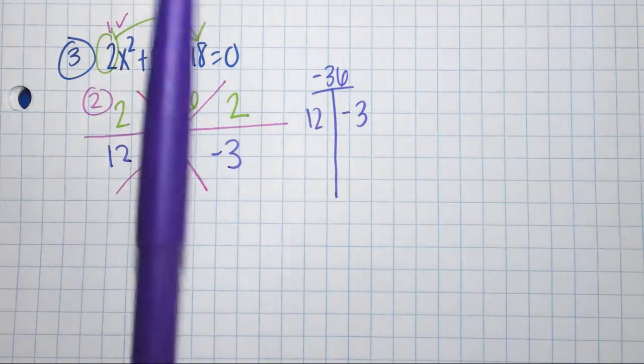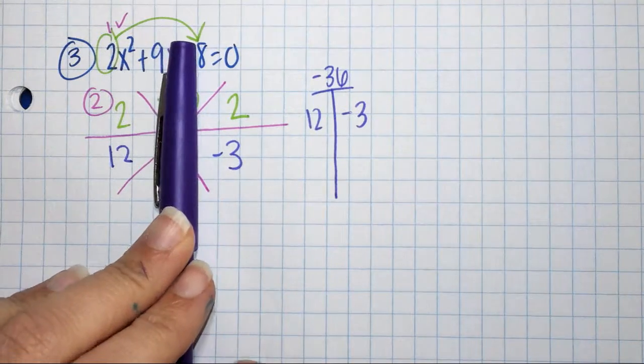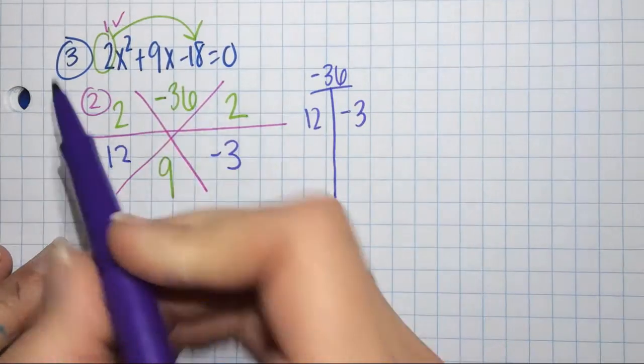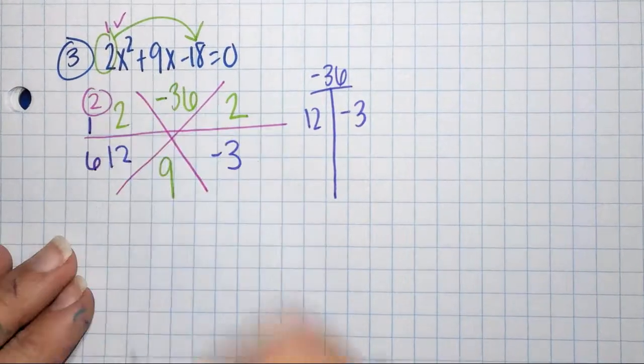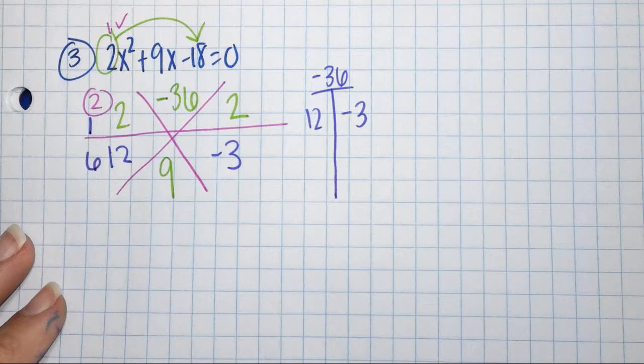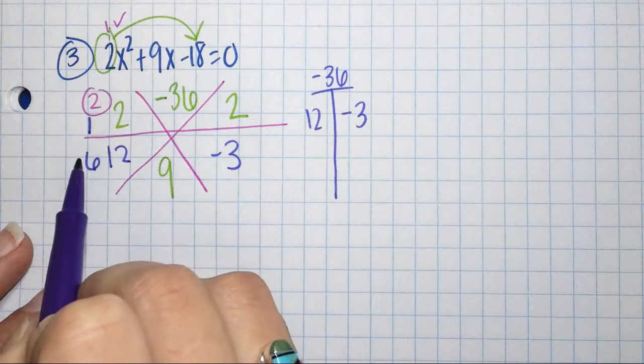Wait. We have to reduce our star. Which side can we reduce, left or right? 2 and 12, left. All right, and what goes into both 2 and 12? 2. 2 divided by 2 is 1. 12 divided by 2 is 6.